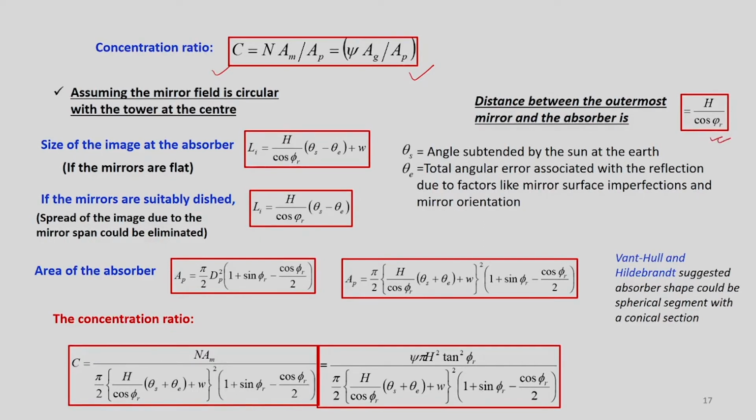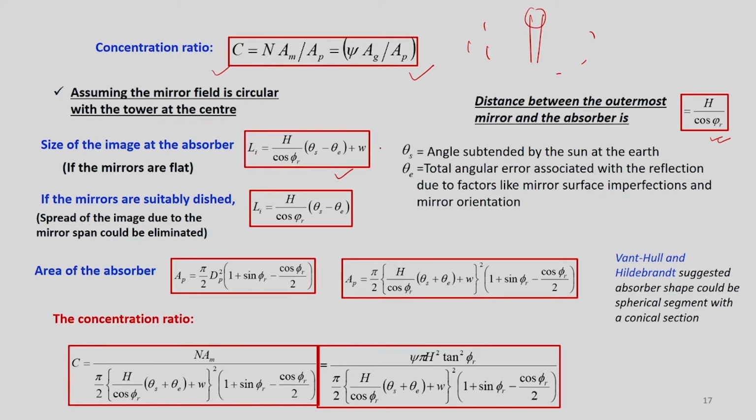So, when we are interested in investigating the size of the image at the observer, then we must make an assumption. The assumption is that the mirror field is circular with the tower at the center. So, all the mirrors are there and the tower will be at the center. The receiver will be at the top. So, if the mirrors are flat, then the size of the image at the observer can be expressed by Li, which is nothing but h by cos of phi r times (theta s minus theta e plus W).